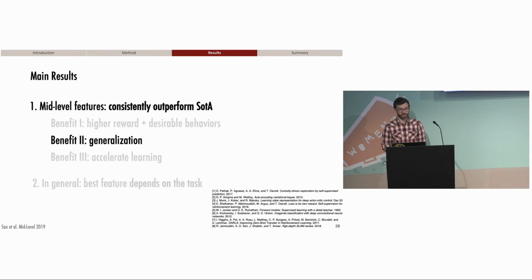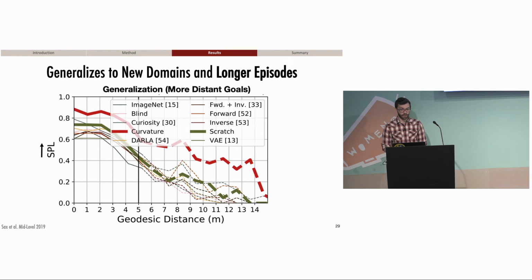So good test set performance comes from two sources. How much did you learn? And then how well did you apply that to the test set? We focused on the generalization. We looked at trained test performance. And the agents using mid-level vision generalized much better. But interestingly, they also generalized to longer episodes than anything seen during training.